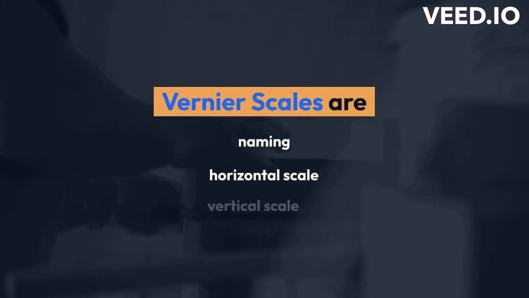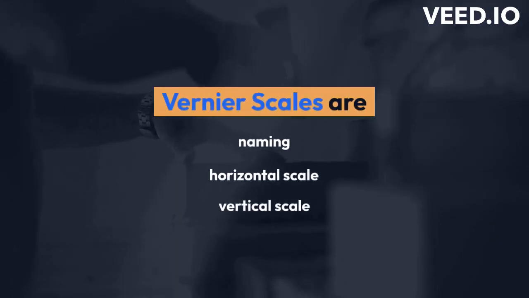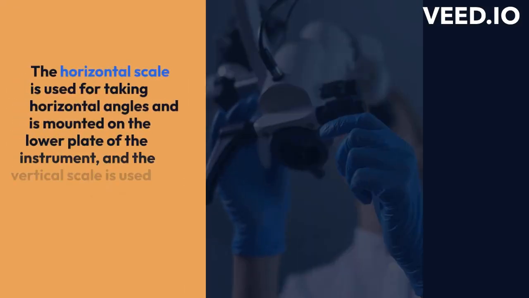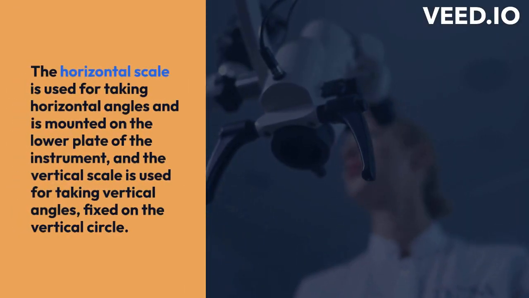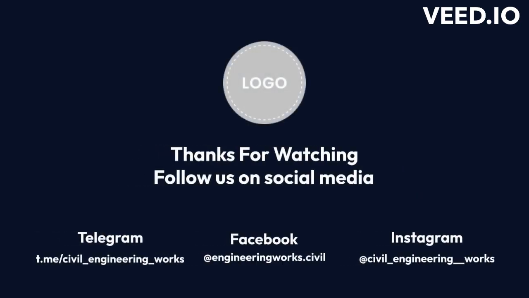Vernier scales. There are 2 vernier scales, namely the horizontal scale and the vertical scale. The horizontal scale is used for taking horizontal angles and is mounted on the lower plate of the instrument, and the vertical scale is used for taking vertical angles, fixed on the vertical circle.